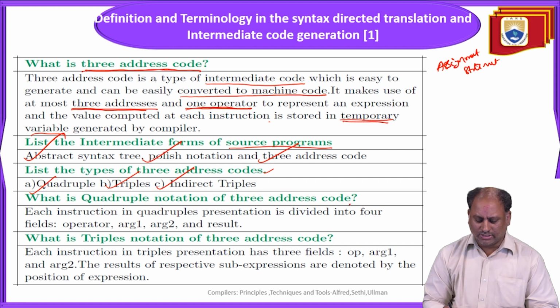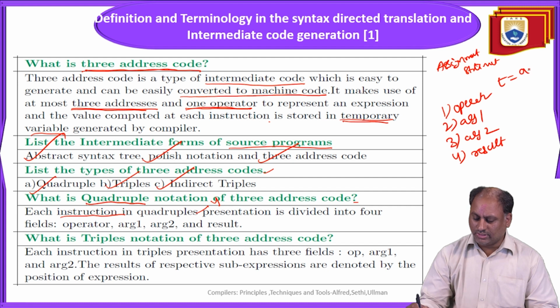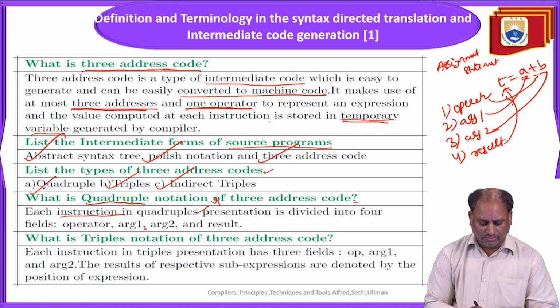What is quadruple notation of a 3-address code? In quadruple notation of 3-address code, here the instruction is specified in a quad, meaning 4. So it is divided into 4 fields. First field is the operator, second field is argument 1, third field is argument 2, and the fourth field is the result. That means if you say t equal to a plus b, the operator is plus, argument 1 is a, argument 2 is b, and the result is stored in t. So this is the example.